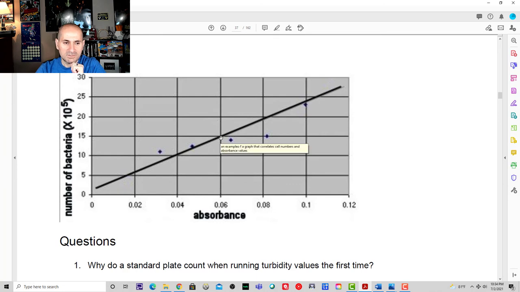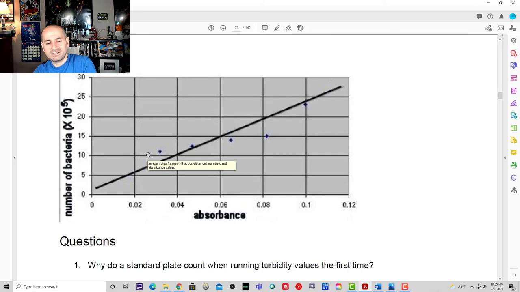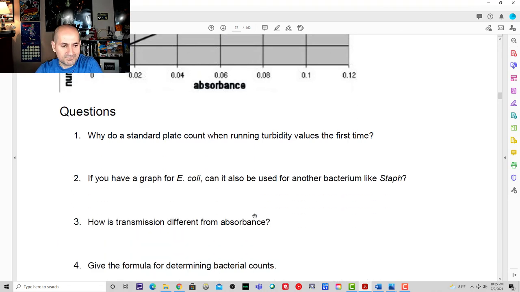I could go up till I reach the point on the line, and then I could go across to 15. So 15 is my value, but look here, it says number of bacteria times 10 to the 5. So my answer is not just 15, it would be 15 times 10 to the 5. So I have 15 times 10 to the 5 bacteria per ml. Does that make sense? So it's kind of a neat little trick. That's what I'd like you to be able to do on the practical as well.